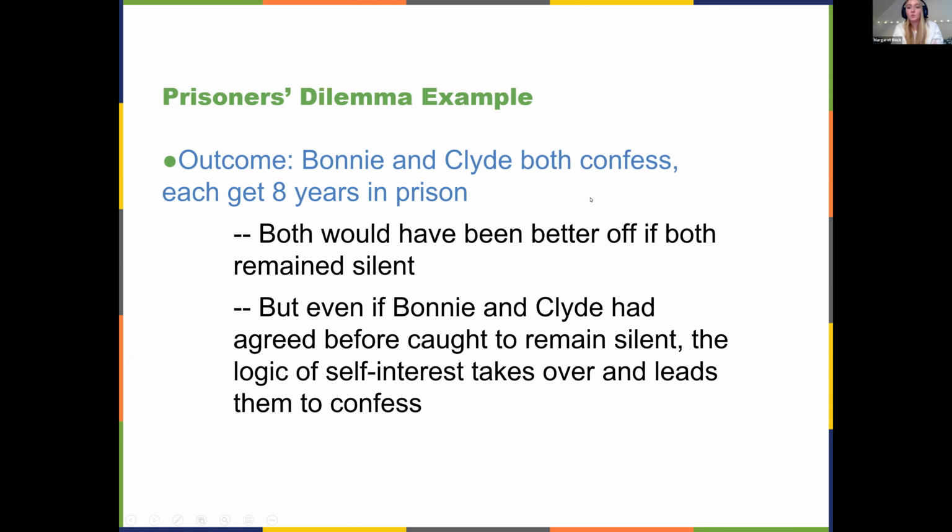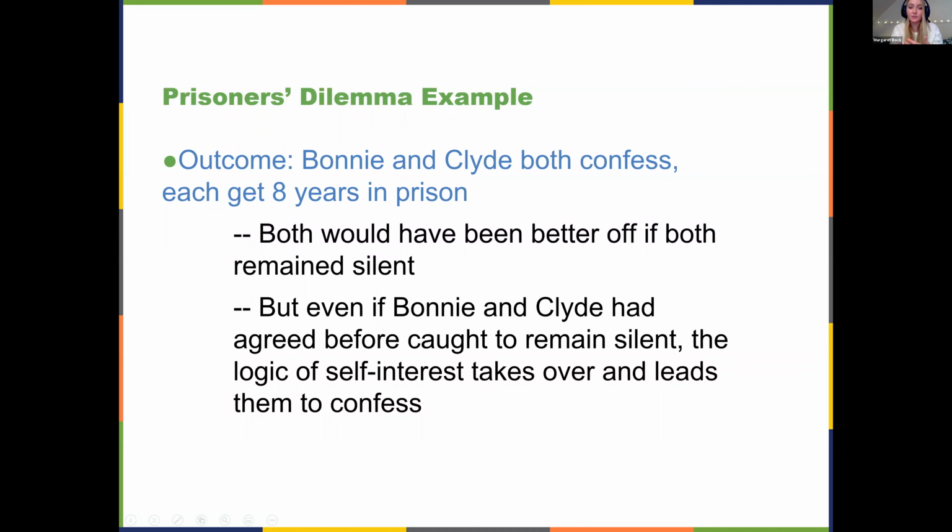So again, to summarize the outcome here, Bonnie and Clyde both confess and each get 8 years in prison. And as we can see from the previous slide, both would have been better off if they just kept their mouths shut and remained silent, because the cops didn't have enough information about the robbery to put them away in jail for longer. But even if Bonnie and Clyde had agreed before getting caught to remain silent, the logic of self-interest takes over and leads them to confess.